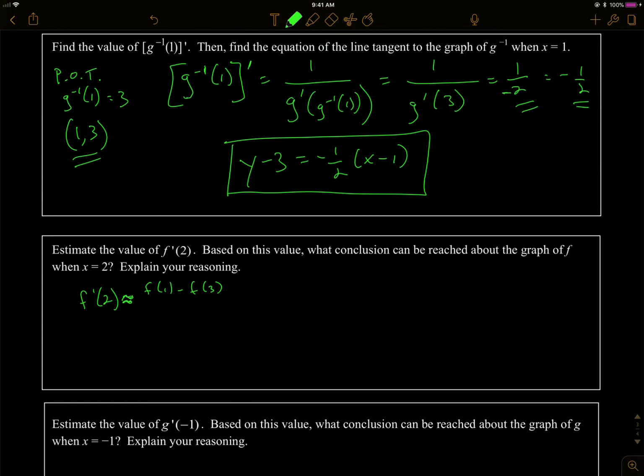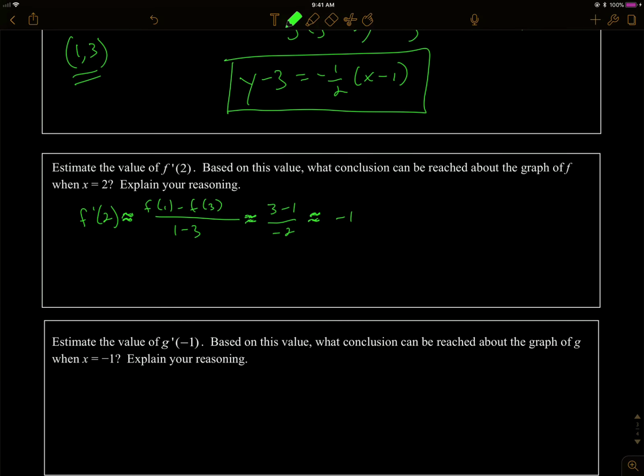So the derivative at 2, or the slope of the tangent line, is approximately equal to the slope of the secant line. When I do this out, I've got my y value minus my y value, 3 minus 1, over x minus x, which is negative 2. So I'm getting negative 1 for a slope. That's a good estimate. Since the slope of the tangent line is estimated to be negative, f of x is decreasing at x equals 2.